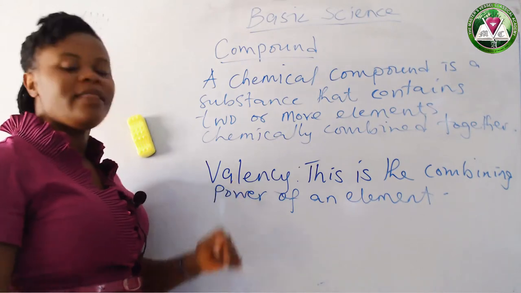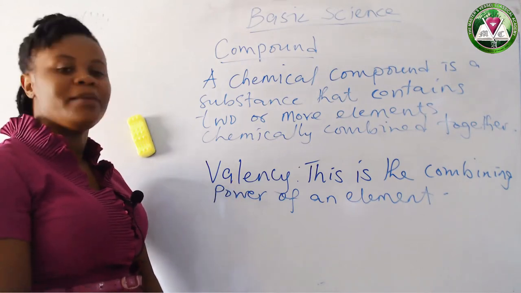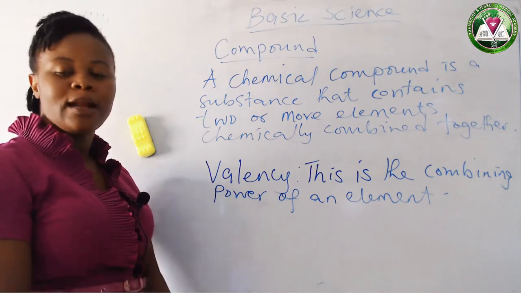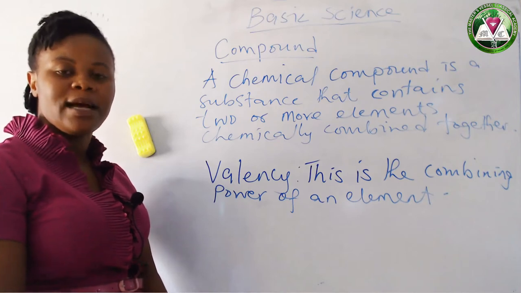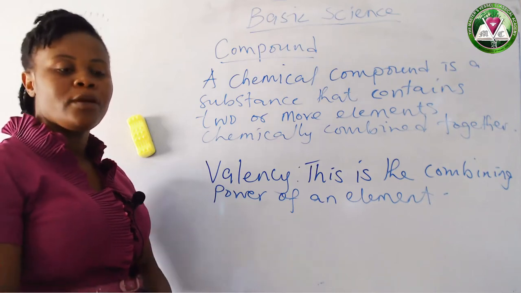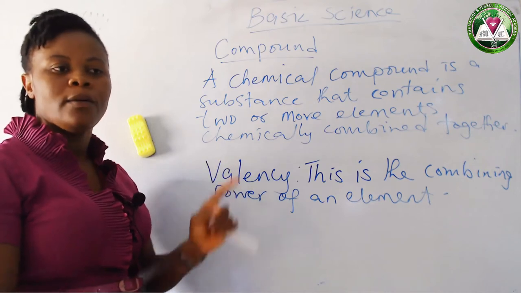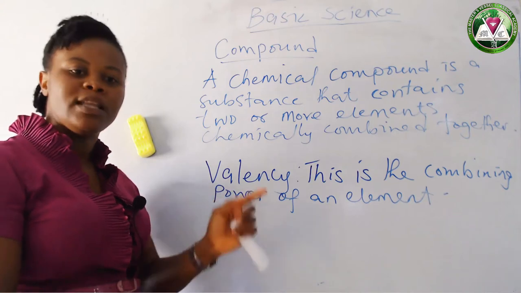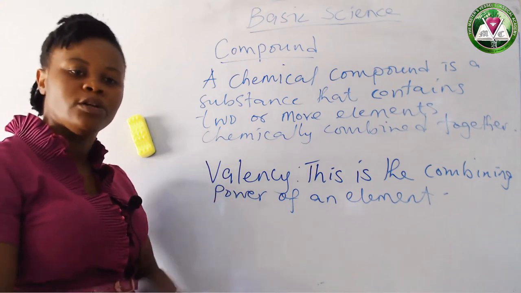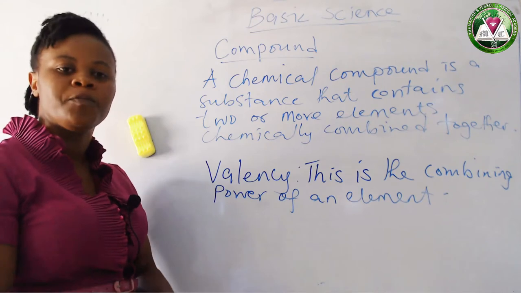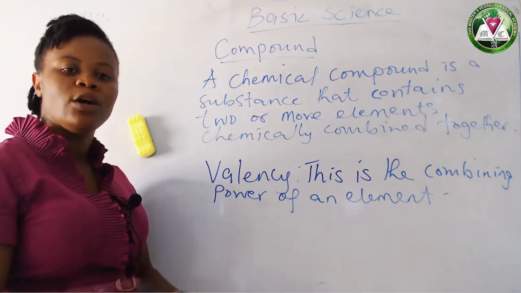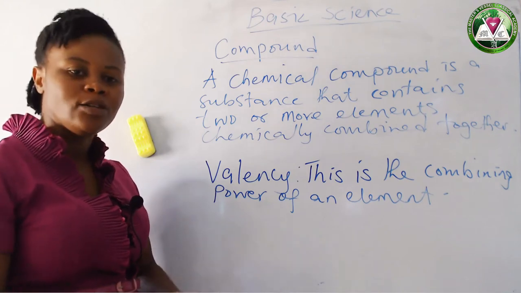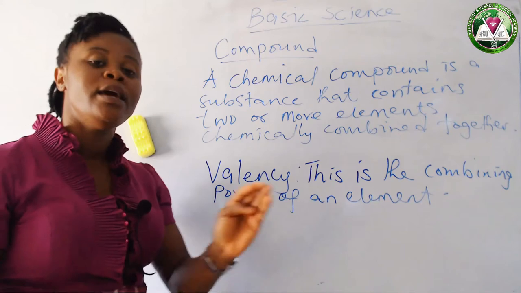So for us to get the valency of these elements we mentioned earlier on in our last class, at least we mentioned the first 20 elements, and I still believe you remember it. If you have forgotten it, remember the song. Hydrogen, helium, lithium, beryllium, boron, carbon, nitrogen, oxygen, fluorine, neon, sodium, magnesium, aluminium, silicon, phosphorus, sulfur, chlorine, argon, potassium, calcium. Those are the first 20 elements.